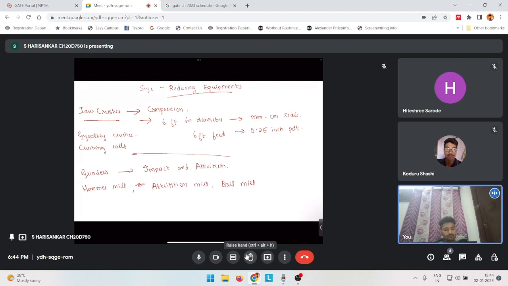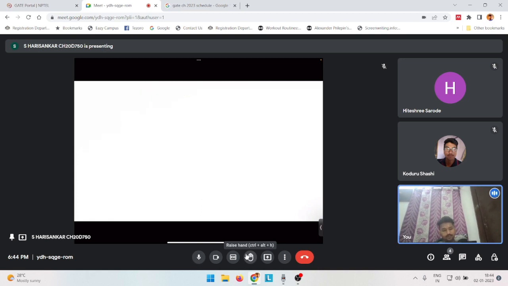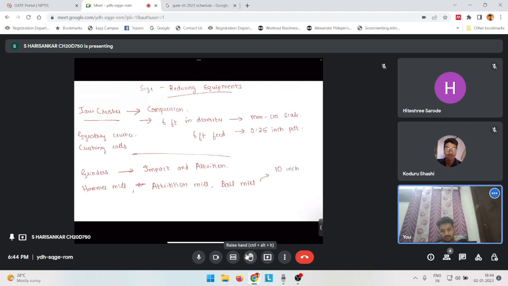So, for example, in a ball mill, you can put something like a 10-inch, not a ball mill, sorry.